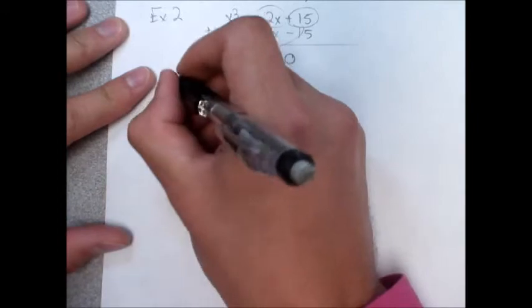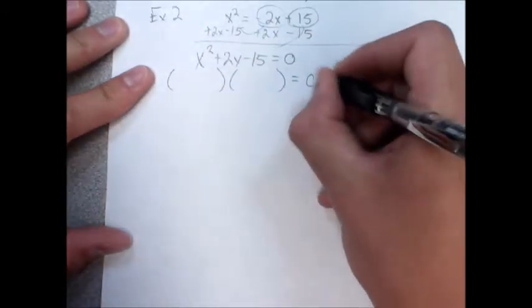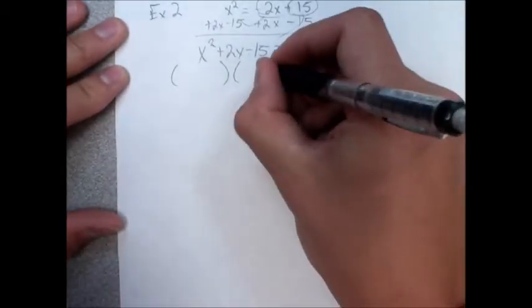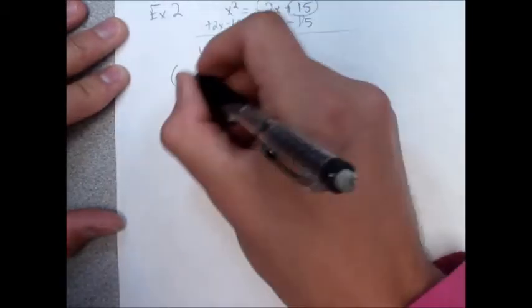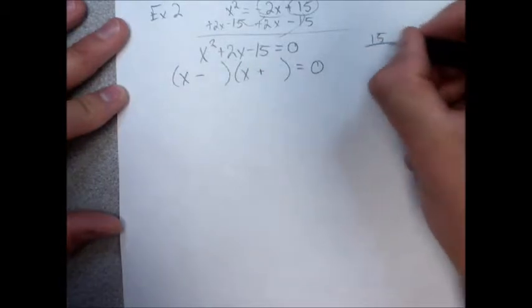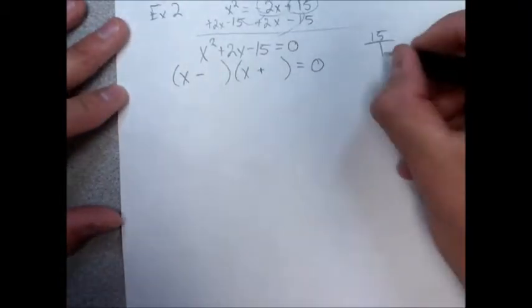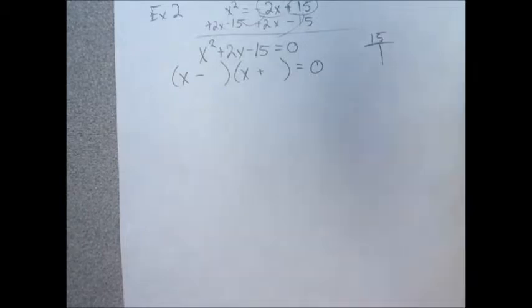I need to set up what I know first. It's two sets of parentheses, and of course they're equal to 0. I look at my back term. It's negative, so I'm going to have different signs. I look at my front term. It's just 1, so I know I'm just x's up front. Then I'm looking for factors of 15 that when subtracted, because my back sign's a negative, equal 2. So what factors of 15 when subtracted equal 2? 5 and 3, good.